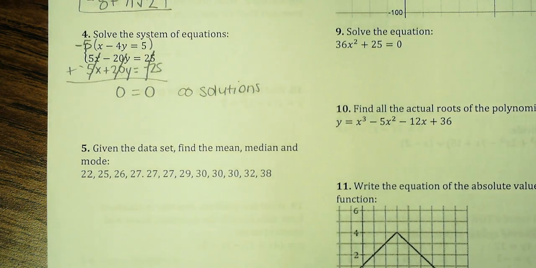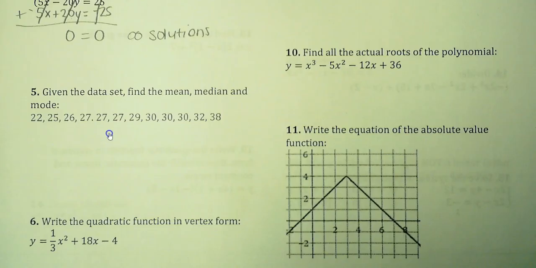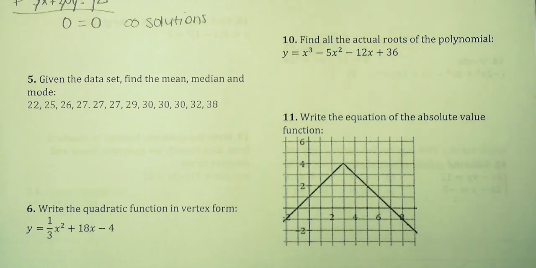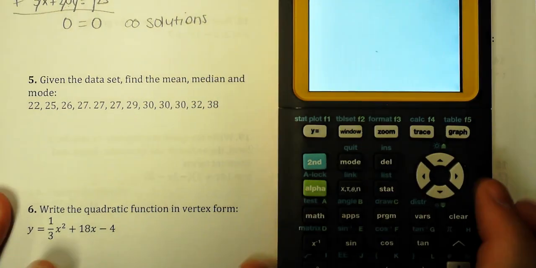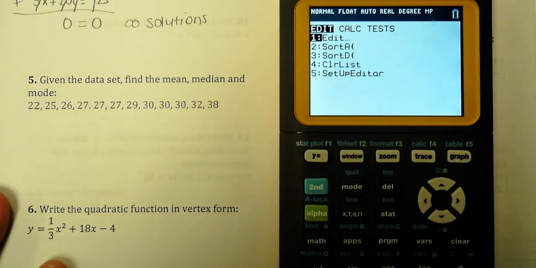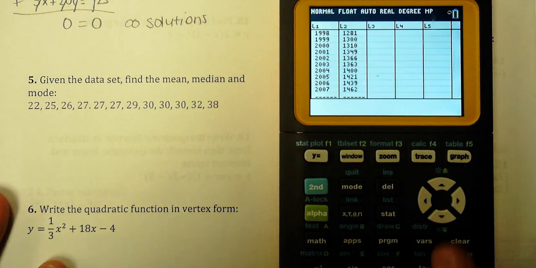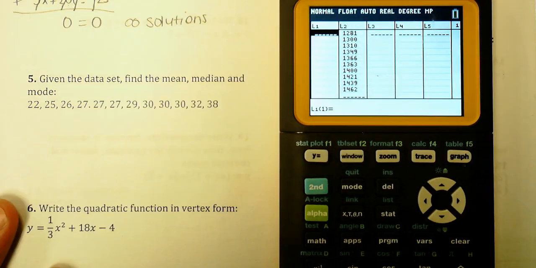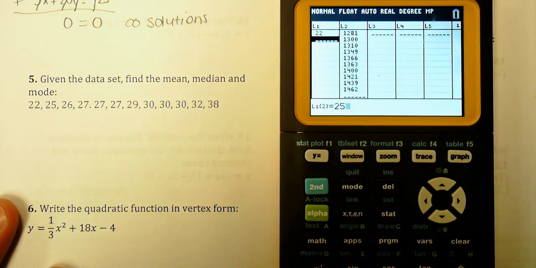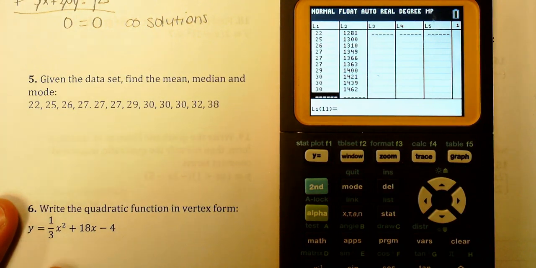Okay, here's a data set, and we're going to find the mean, median, and mode. Okay, so really quickly, if I wanted to, I would put this into my calculator. Just to save myself a little bit of time, I'm going to go to Stat Edit, and I'm just going to clear out what I have in this list, and I'm going to type these data values. We got 27 3 times, that's going to be our mode. Oops, we got 33 3 times, so we've got 2 modes here.